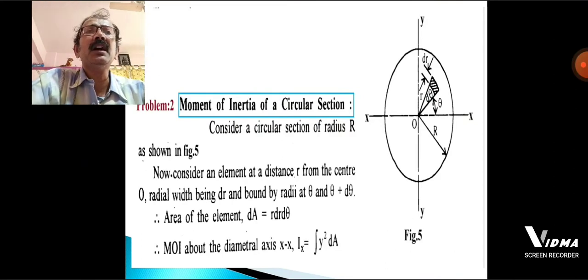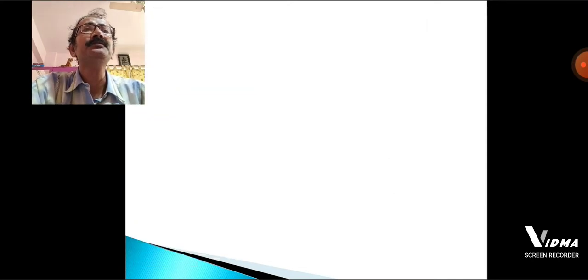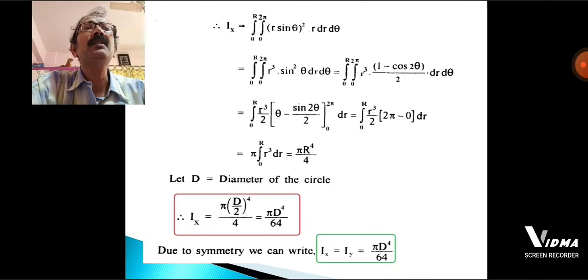Now the moment of inertia about the diametral axis, that means the x axis, should be Ix equals integration of y square dA. There are two variables, so there will be a double integration, 0 to r and 0 to 2 pi, of (r sine theta) square into r d theta into dr. First you integrate the first integration, and finally the second. Finally that equals pi into the integral from 0 to r of r cube dr, so pi r to the power 4 by 4.